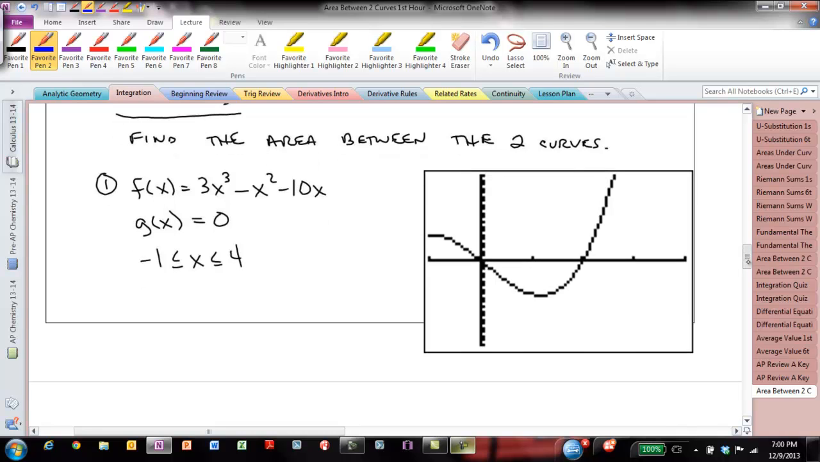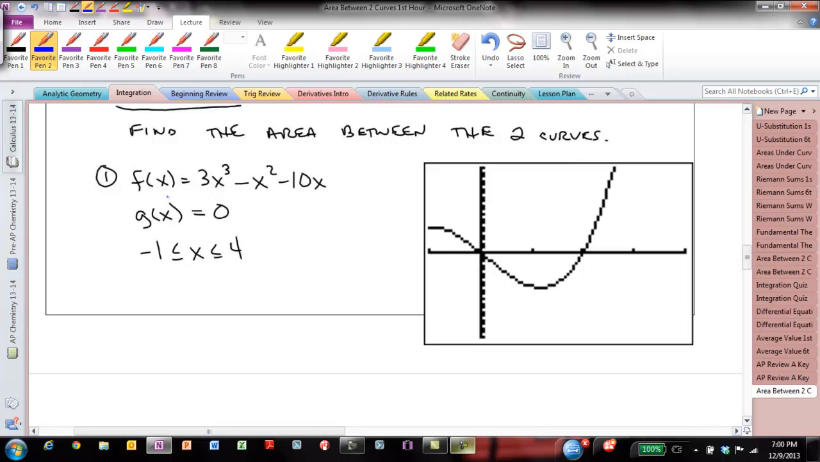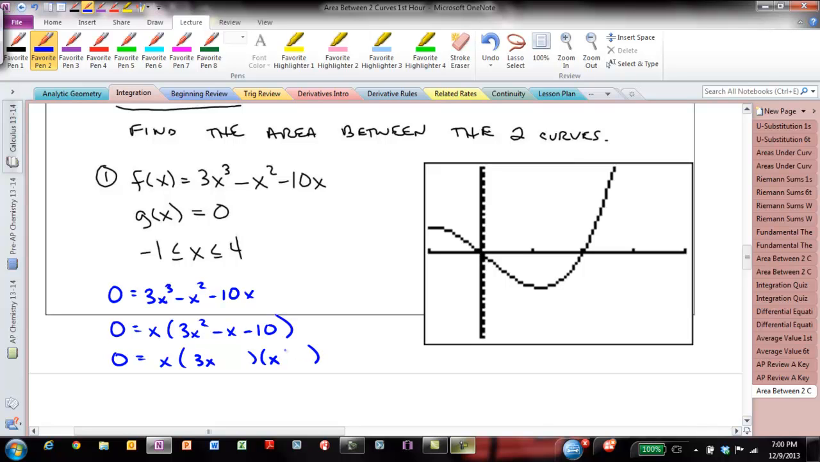So if we set this up, we've got to find the area between the two curves, our f of x and our g of x. We're going to set them equal to each other. So 0 equals 3x cubed minus x squared minus 10x. Now I'm going to go ahead and factor out an x. We get 3x squared minus x minus 10. And let's factor again, and we get 3x and x, and we go minus 2 plus 5. And that does it. We get a negative 6 and a plus 5. Alright, so our answers are going to be x is 0, 2, and negative 5/3.